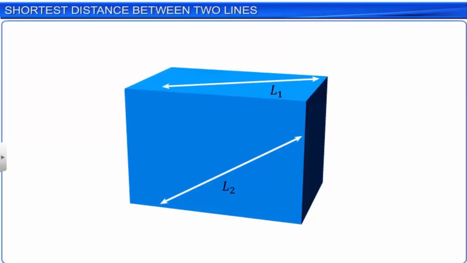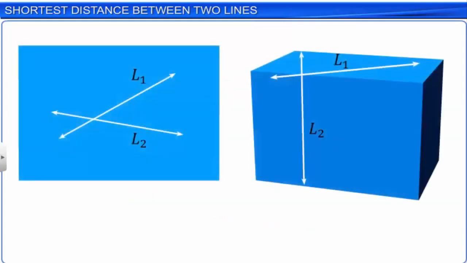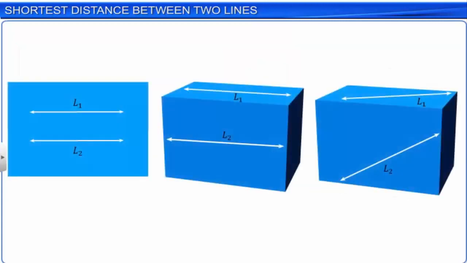Note that skew lines are always non-coplanar. Since they are not parallel, they will intersect each other if they lie on the same plane. Observe that intersecting lines meet at a point. Thus, the shortest distance between two intersecting lines is 0. Now, you will learn to find the shortest distance between a pair of skew lines and a pair of parallel lines.